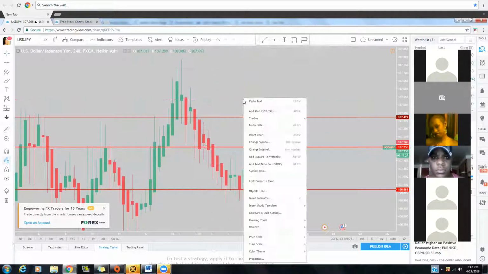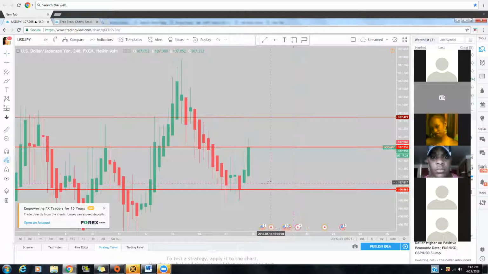Now, on the 4-hour chart, you do not drop your fibs. I will repeat, on the 4-hour chart, you do not drop your fibs. It's strictly for momentum to see the strength of what the market is doing.